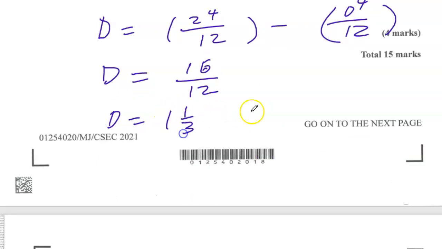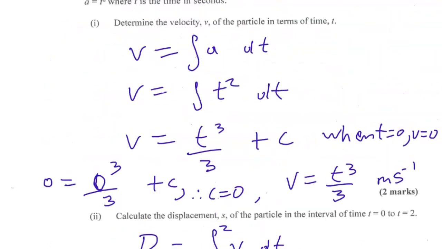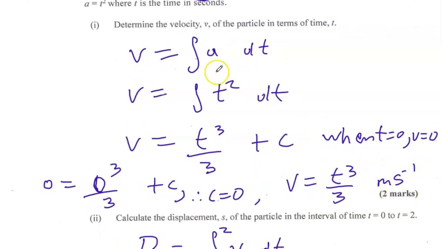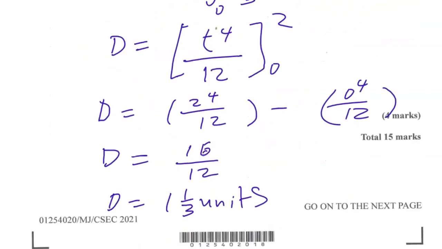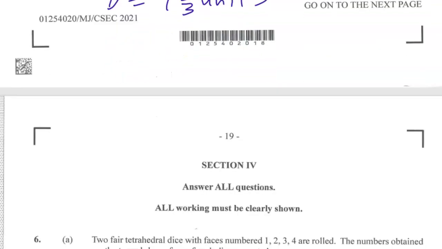Were we given the units? I don't think we were given any units, whether it's meters or kilometers or whatever. At the top of the question, we're only told that time is in seconds. So no units were given for distance. So the velocity should really be units per second, since we weren't told if it was meters or what. The displacement is 1 and 1/3 units, or 1.33 if you're using 2 decimal places.